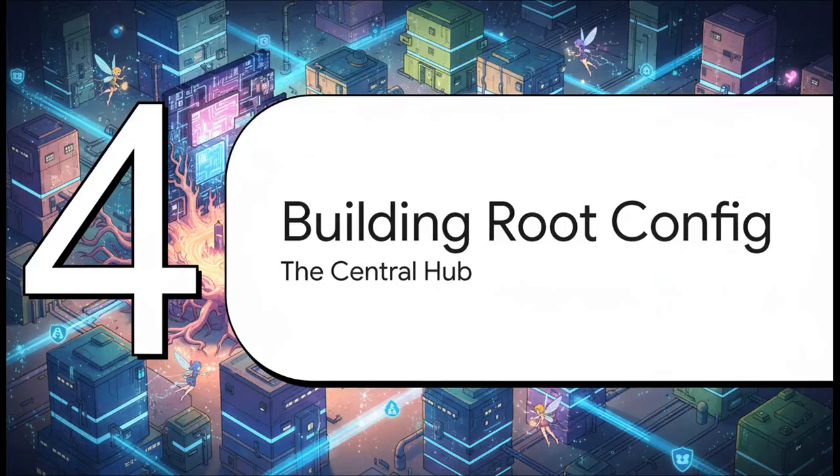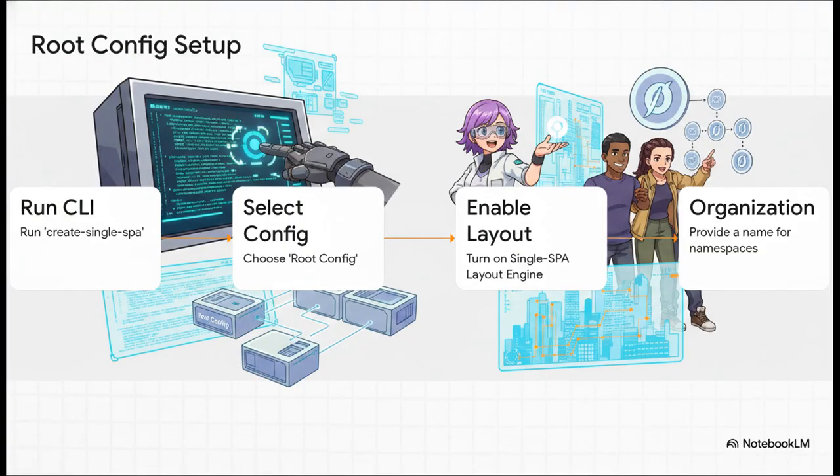All right, Section 4, building the root config. Bootstrapping the parent application, that central hub we talked about, is insanely simple using their CLI tool. You literally just run create-single-spa, tell it you want to create a root config, enable their layout engine for routing, and give it an organization name so everything stays beautifully namespaced. The CLI automatically generates all the necessary Webpack files and entry points for you. It really is that easy.